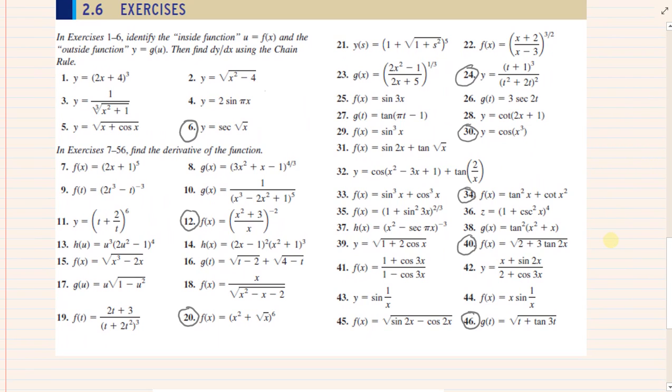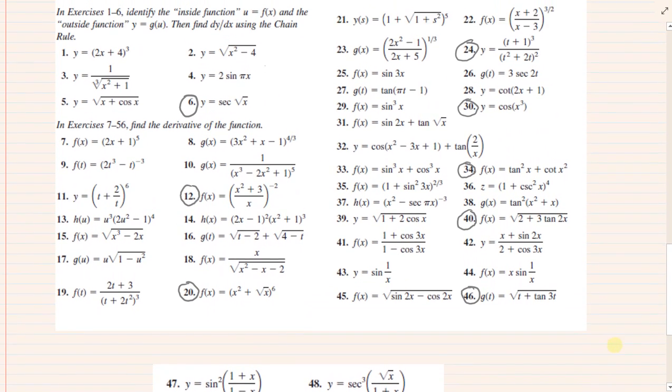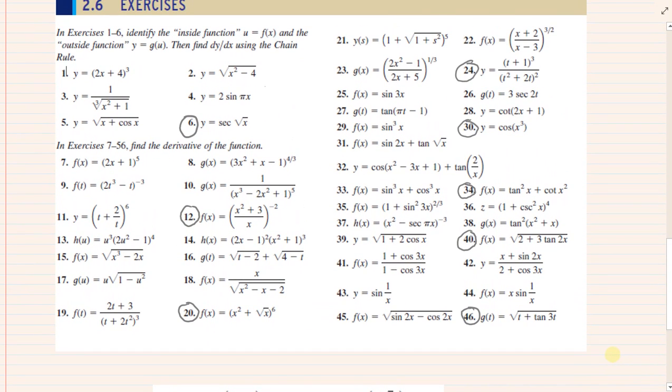In exercise, let's say number 6. In number 6, I would like to be able to find the derivative. Notice the instructions, by the way. In this one, question number 6, right in here, the author is asking you to identify the inside function u and the outside function g of u, then find the derivative dy/dx using chain rule. So let's try this one, and let me create some space.